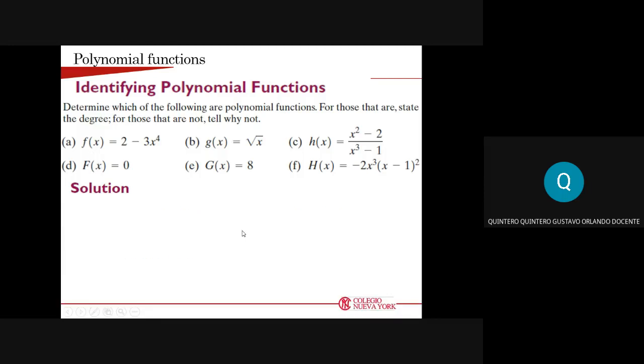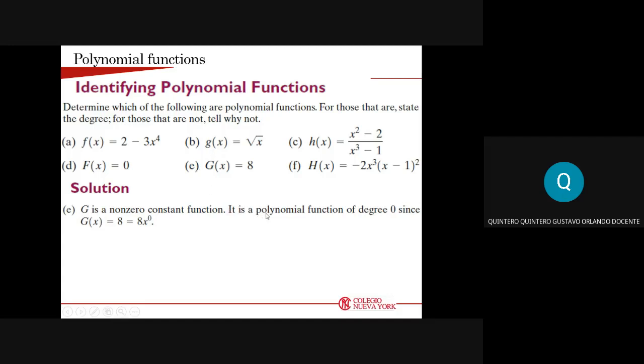Let's continue with e. The function g is a polynomial function as well. What is the degree of this function? The degree is 0. Why? Because 8 can be expressed as 8 times x to the 0 power. X to the 0 is 1, so 8 times 1 is 8. This can be expressed like this. So this polynomial has a degree of 1.